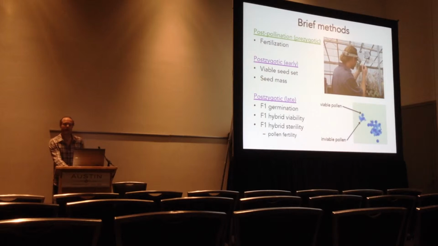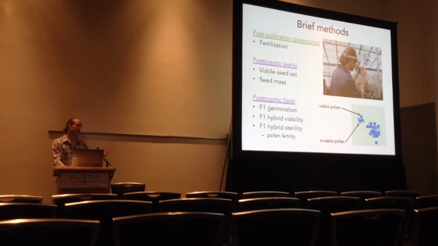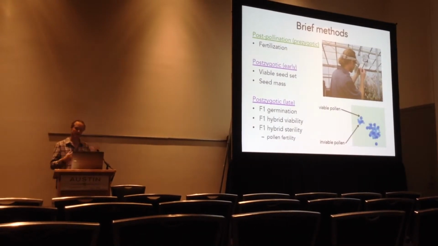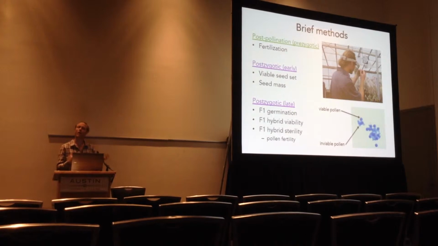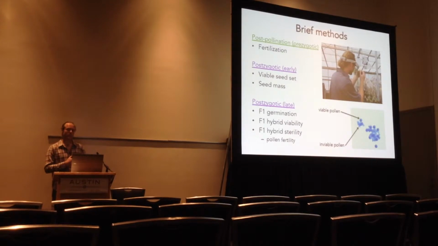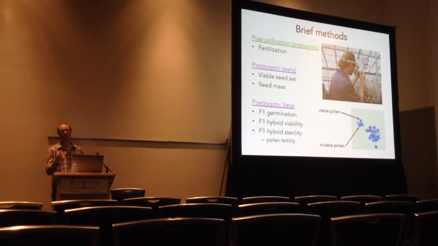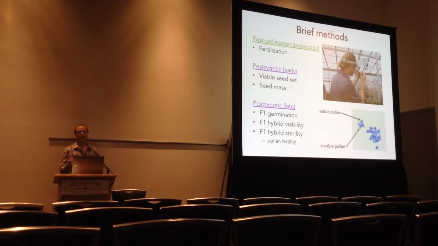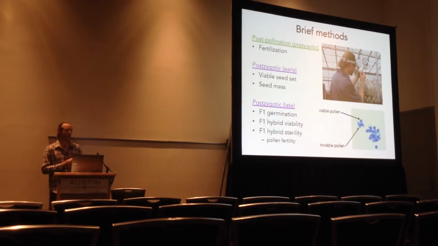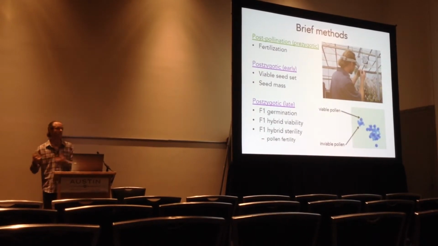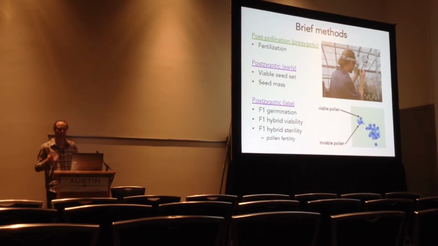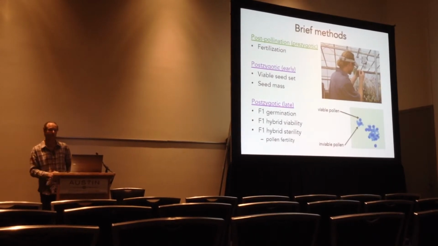And then for the later-acting barriers, the post-pollination barriers, I measured these directly in the greenhouse. So I made a bunch of hybrid crosses. For each of those crosses, I was able to say, okay, how often did fertilization occur? If fertilization occurred, were there any viable seeds? How many viable seeds were there? So I collected all those seeds, and I grew up the F1 individuals the next year, and I asked, do those seeds germinate? Are they viable? Do they survive to flowering? And if so, is the pollen fertile? There I show an image of some viable pollen and some inviable pollen in an F1 hybrid.